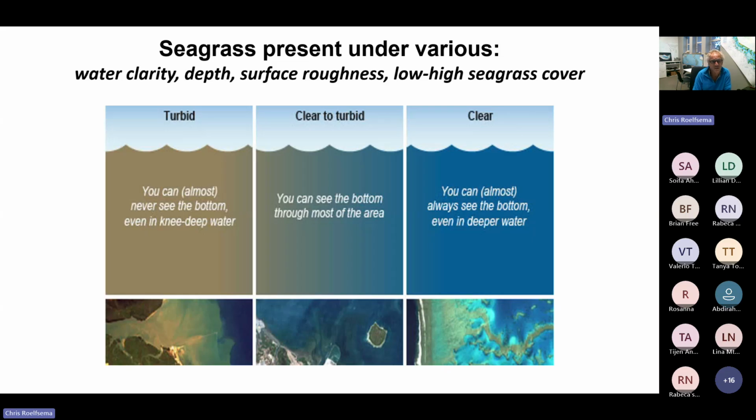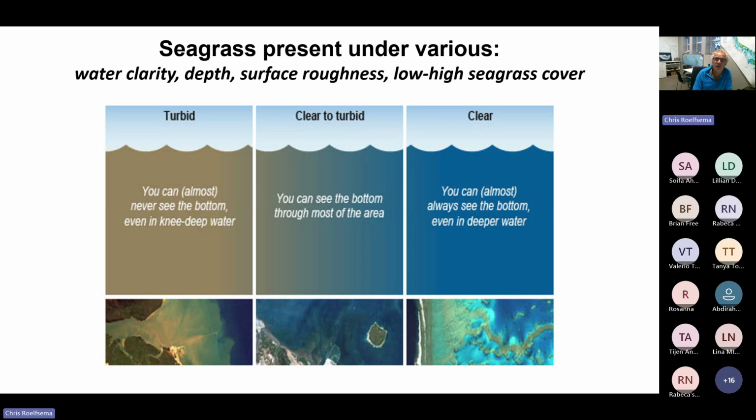And like with the corals, we have to deal with the water clarity, the depth, the surface roughness of the water, the coverage of the seagrass. And the rule stays: if you can't see the bottom because it's too deep or too turbid, then it will be hard to map the seagrass. Where it's clear, it will be easier. And then, of course, we have that area in between.